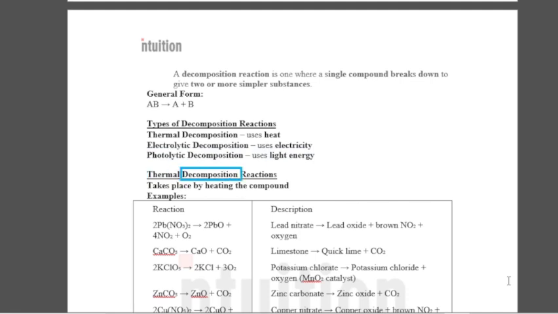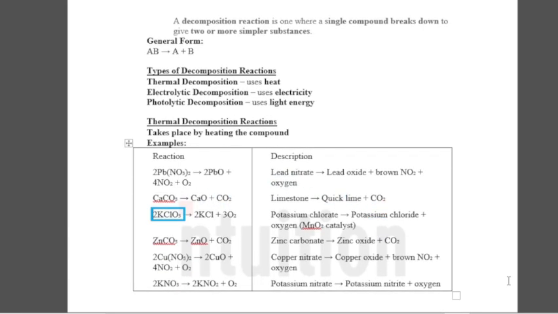Thermal decomposition reactions take place by heating the compound. Examples: 2Pb(NO3)2 gives 2PbO plus 4NO2 plus O2, lead nitrate gives lead oxide plus brown NO2 plus oxygen. CaCO3 gives CaO plus CO2, limestone gives quicklime plus CO2. 2KClO3 gives 2KCl plus 3O2, potassium chlorate gives potassium chloride plus oxygen.